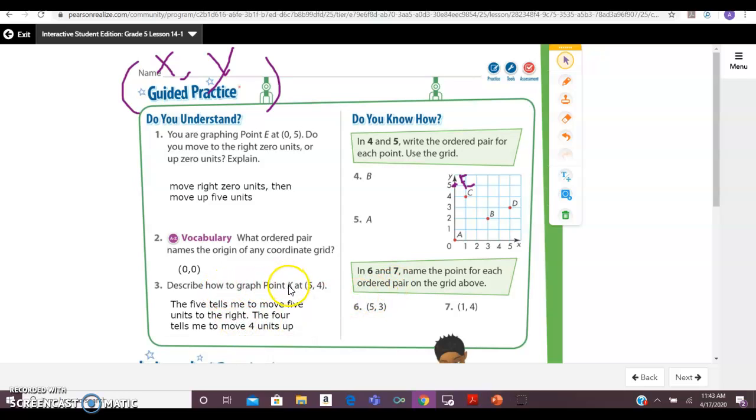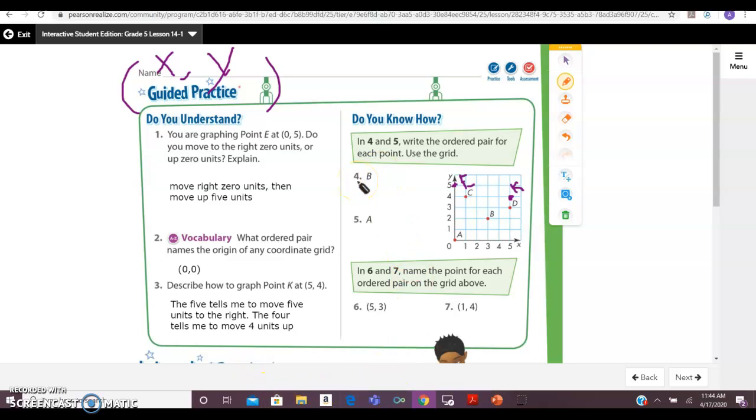So, describe how to graph point K. We're going to move 5 units to the right. 1, 2, 3, 4, 5. And we're going to go up 4 units. 1, 2, 3, 4. So point K would be right here. Okay?